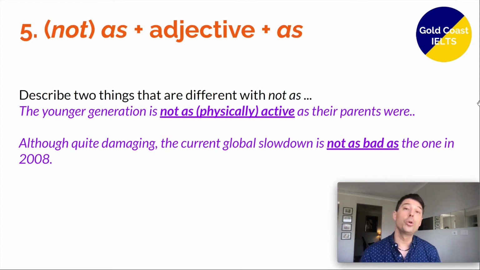So another cool construction is not as plus adjective plus as, which describes 2 things that are different. For example, the younger generation is not as physically active as their parents were. Or, although quite damaging, the current global slowdown is not as bad as the one in 2008.